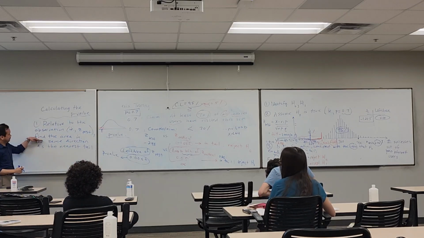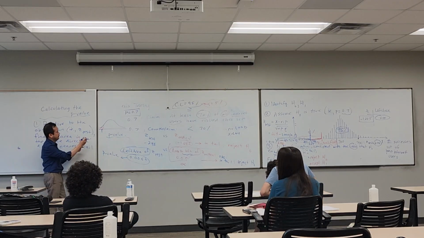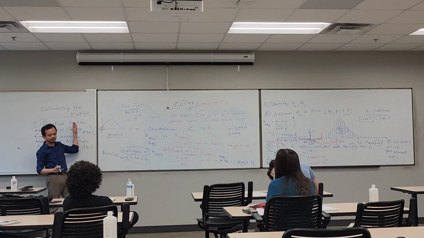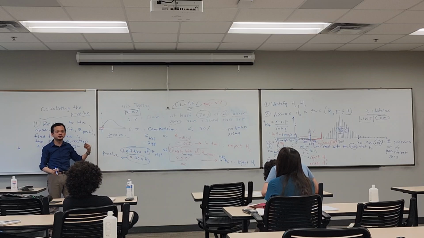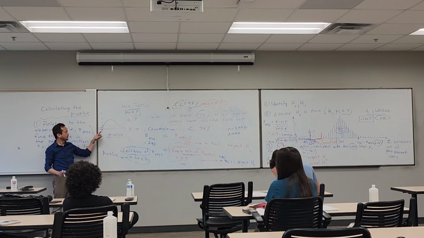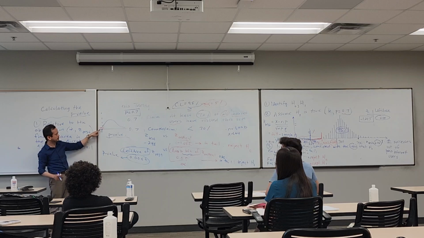So in the first step to finding the p-value here, we want to find the area in the same direction as the nearest tail. So our observation here is technically going to have a right area, and it has a left area. But we want the area in the same direction as the nearest tail. So in this case, the nearest tail is the left tail. So therefore, relative to our observation, we want the area to the left of that observation, because the nearest tail is on the left.